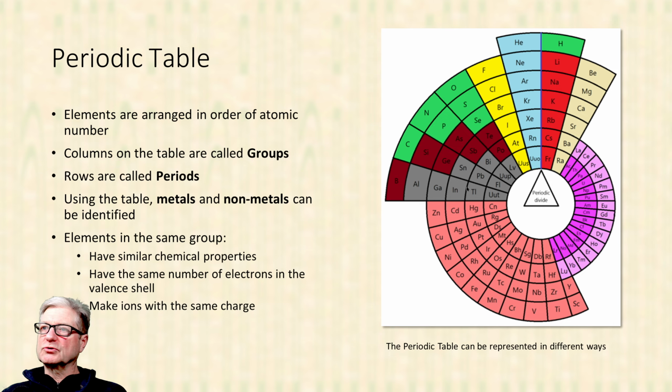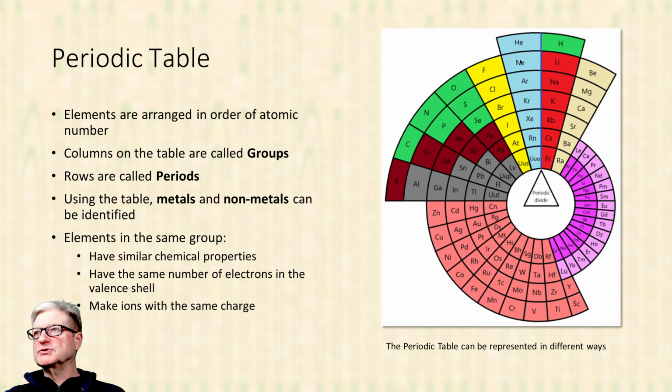Now, I say the word groups. A column on the periodic table is a group. A row on the periodic table is a period. The groups all have chemical properties in common. So all the elements in a group have similar chemical properties.